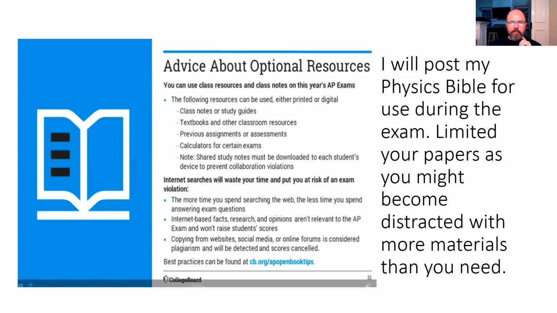Internet searches will waste your time and put you at risk of an exam violation. The more time you spend searching the web, the less time you have answering the questions. Internet-based facts, research, and opinions aren't relevant to the AP exam and won't raise your score. Copying from websites, social media, and online forums is plagiarism, will be detected, and your scores canceled. They're going to check your answers and see if what you got came from a website. I'll post my Physics Bible for use during the exam.